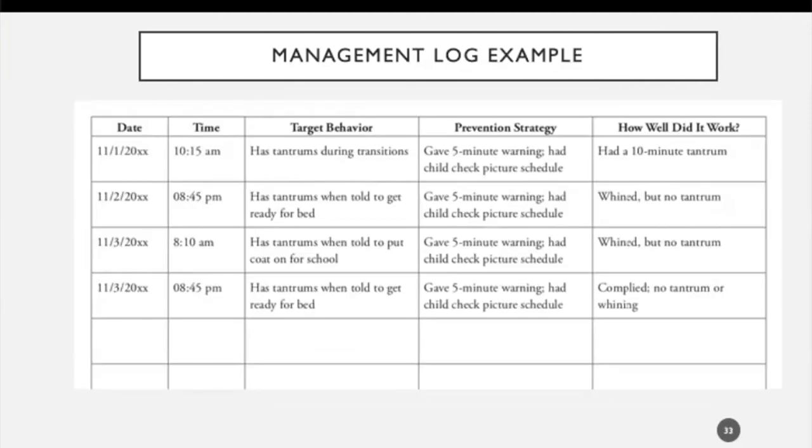Here's a quick example. This parent decided that they wanted to start utilizing a 5-minute warning and a picture schedule. They used this strategy on day 1, and the child had a 10-minute tantrum. They used it on day 2, and the child whined, but there was no tantrum. Day 3, same thing, whine, no tantrum. And by day 4, the child complied and had no tantrum or problem behavior. Remember, be consistent and stick with your strategies.